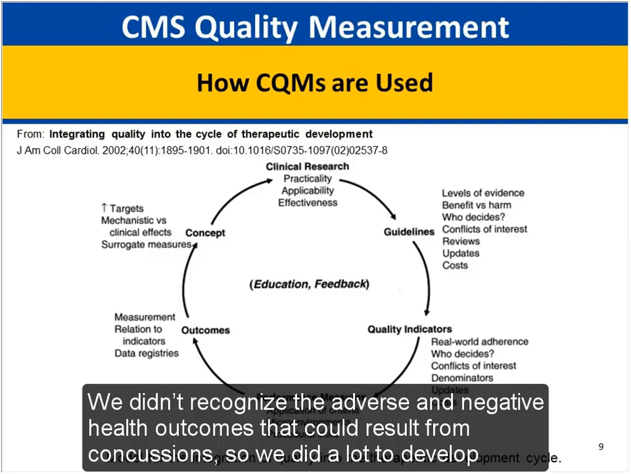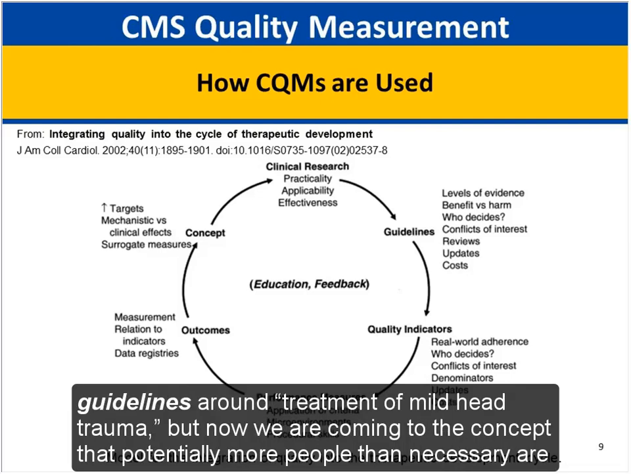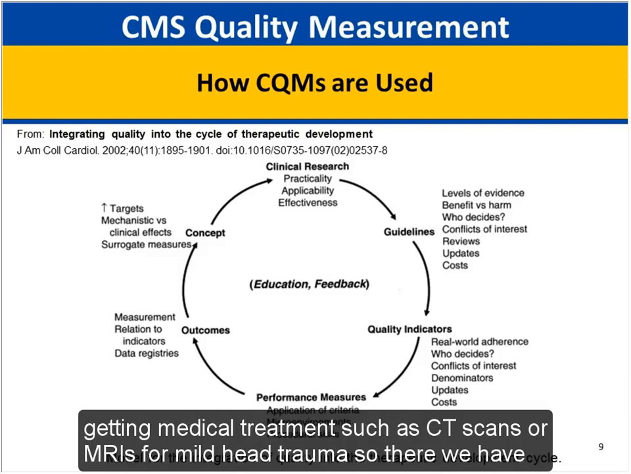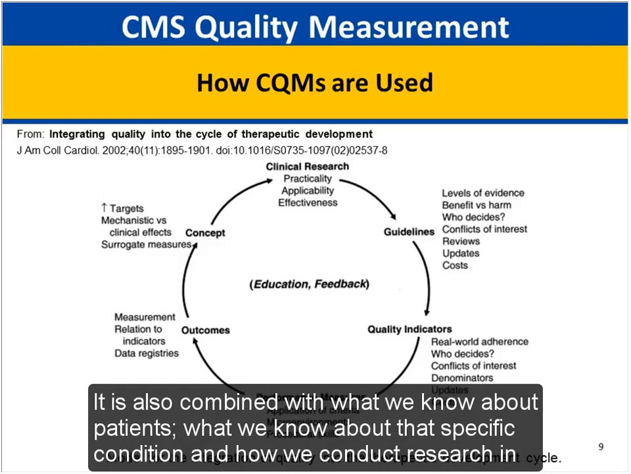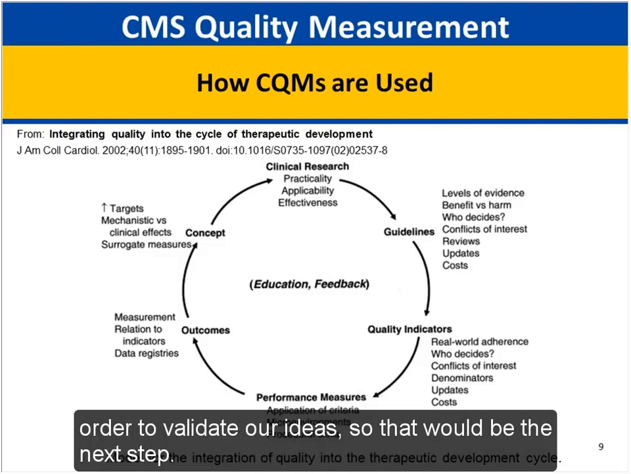So we did a lot to develop guidelines around treatment of mild head trauma. But now we are coming to the concept that potentially more people than necessary are getting medical treatment such as CT scans or MRIs for mild head trauma. So there we have our concept, which is some insight into the system that we're working in. And it's also combined with what we know about patients, what we know about that specific condition, and how we conduct research in order to validate our ideas. So that would be the next step.